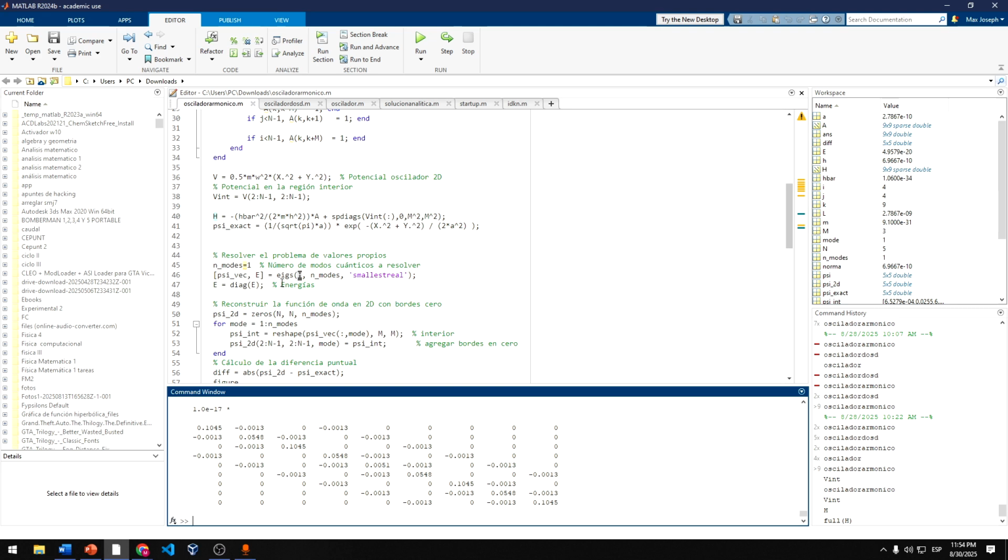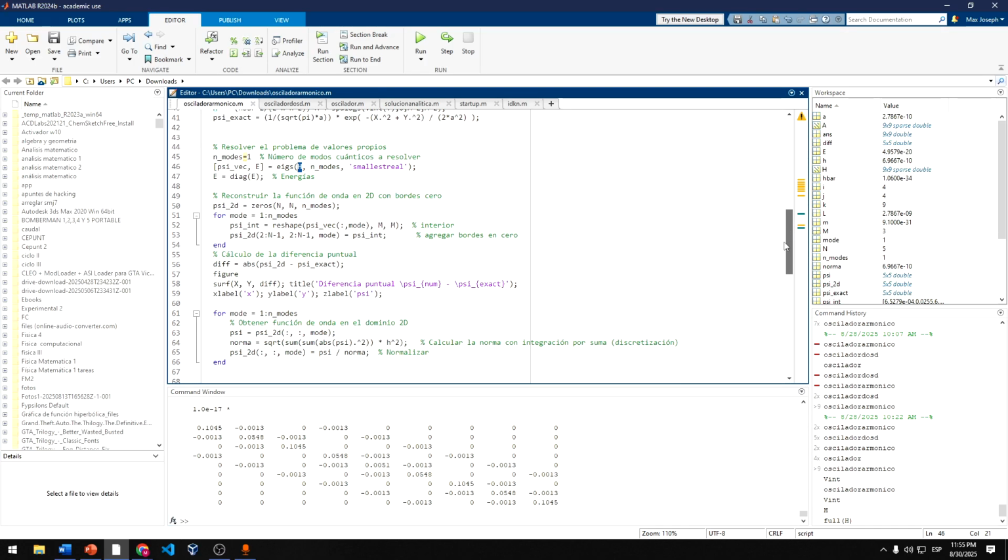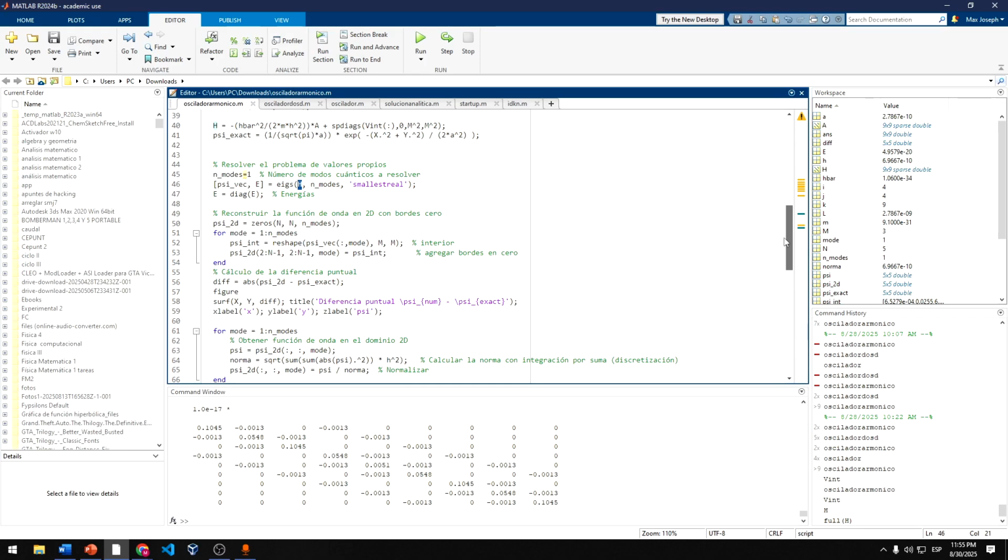Y de por sí va a ser un valor, un número real, pero necesitamos que ese número real sea una matriz diagonal, o sea, que se vaya repitiendo, para que también satisfaga la ecuación. Podría satisfacer de esa manera también. Podemos reconstruir la función de onda en dos dimensiones con borde 0. Esta ya es la solución numérica.